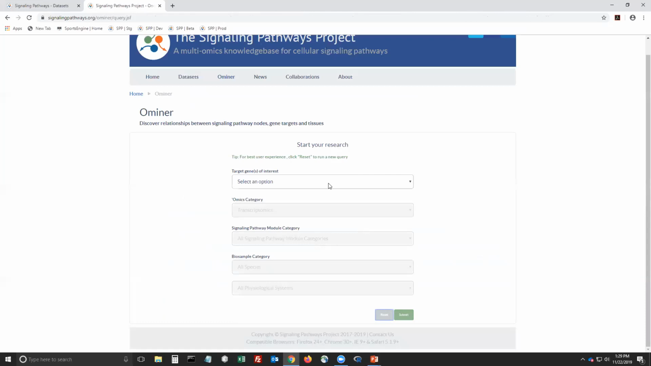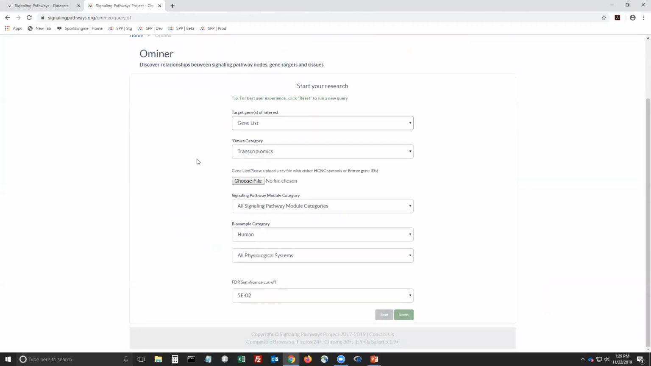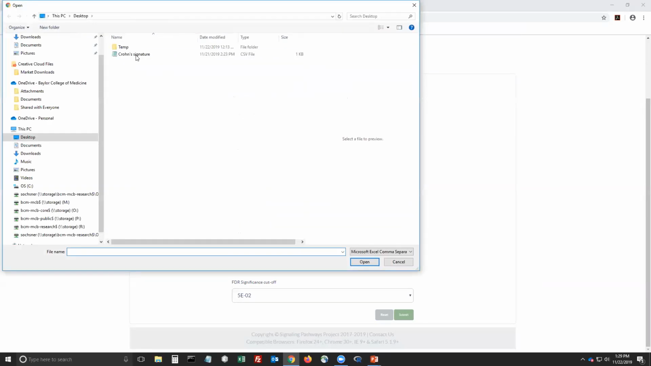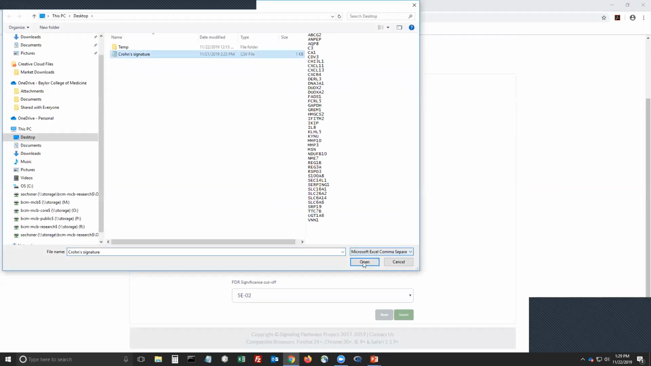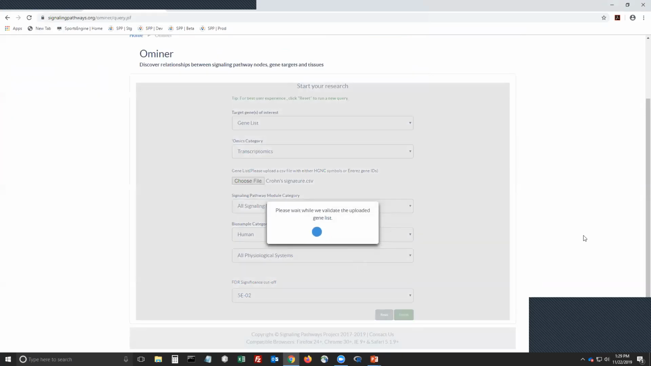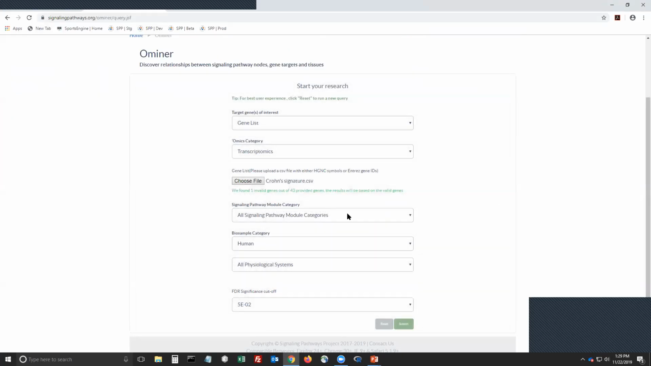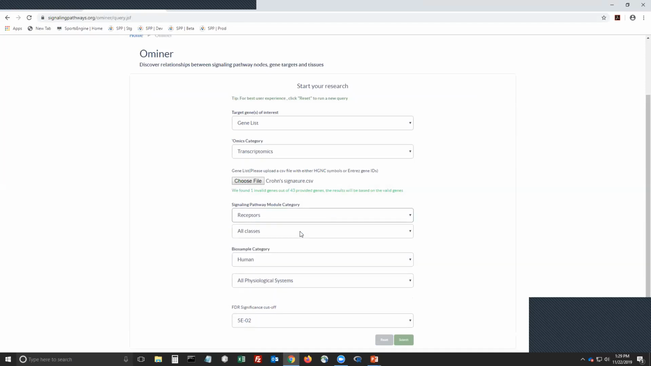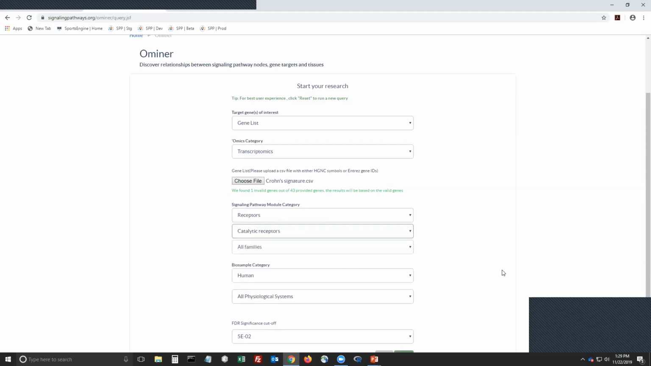We're going to reset it, and here we're going to select the option of gene list. We're going to click choose file so that we can select our Crohn's signature. Now, this is a comma-separated file of those genes implicated in Crohn's, their official gene symbols. So now I've uploaded my gene list, and I'm going to focus down here on catalytic receptors. Hit submit.